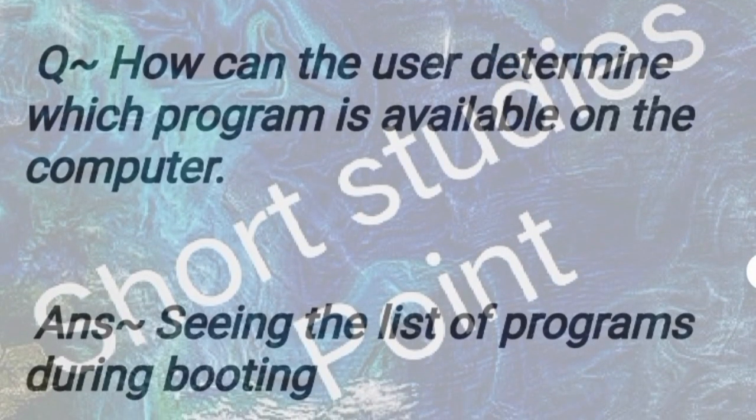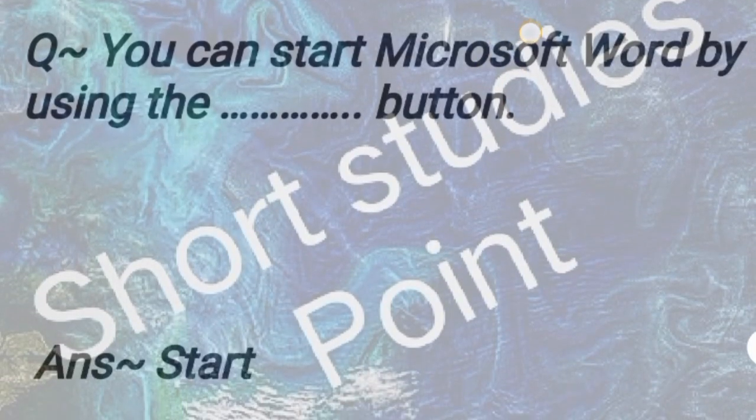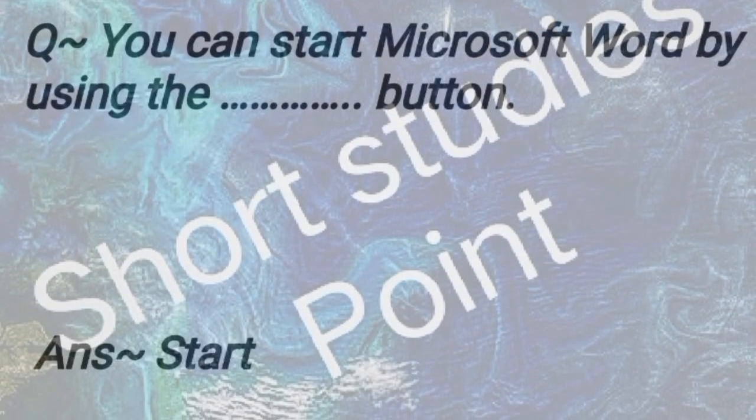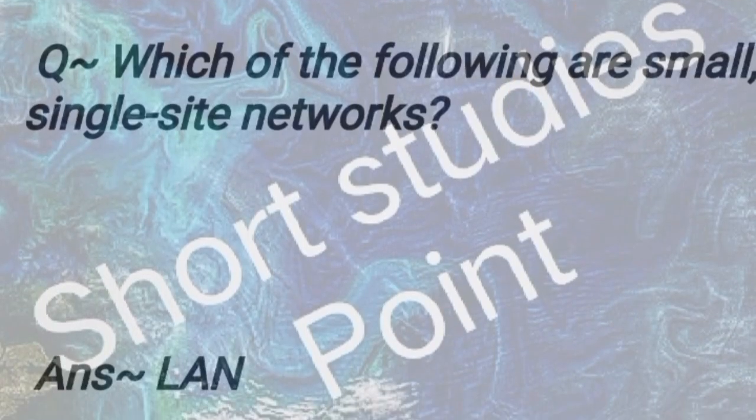Next question: how can the user determine which program is available on the computer? Answer: seeing the list of programs during booting. Next question: current generation computers are used. Answer: ULSIC. Next question: you can start Microsoft Word by using the dash button. Answer: start button. Next question: which of the following are small single site networks? Answer: LAN.